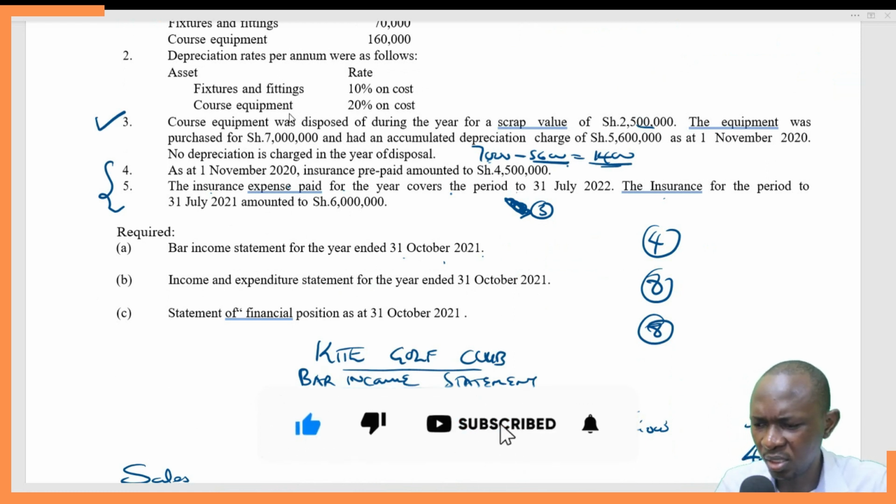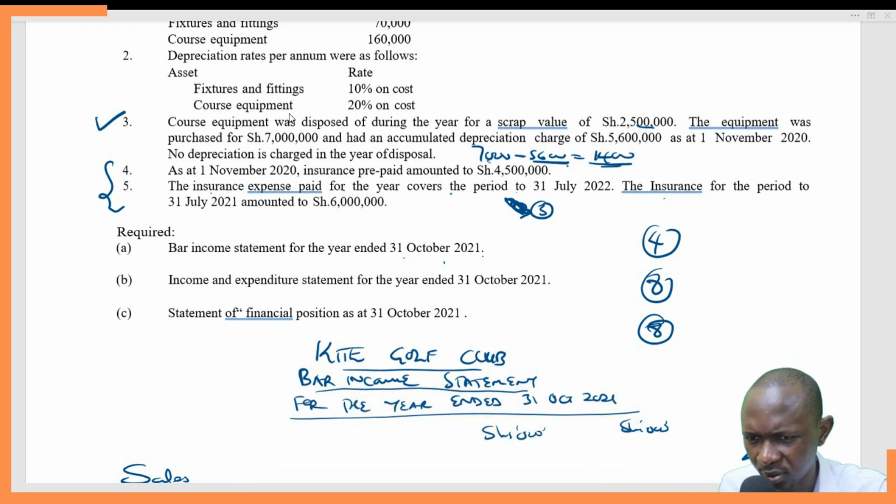So I wouldn't really want to go into a lot of thinking here, because what I'll do is simply look at the insurance. You can see the insurance expense paid for the year covers the period to 31st July 2022. The insurance for the period to 31st July 2021 amounted to 6 million. This is the figure that we're interested in, and then every year they are paying 6 million. So to me, I'll just go with this 6 million immediately. It's the figure that is supposed to be paid on a yearly basis.